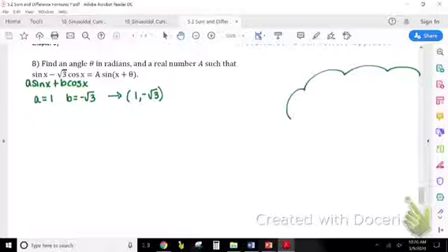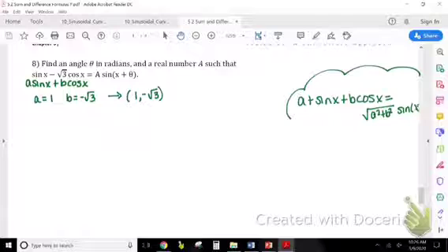Okay, so if we look back at our rejection formula, first it says, if you read it, if a, b is a point on the terminal side of an angle theta in radians in standard position, then for any real number x, a sine x plus b cosine of x is equal to the square root of a squared plus b squared sine of x plus theta, okay?